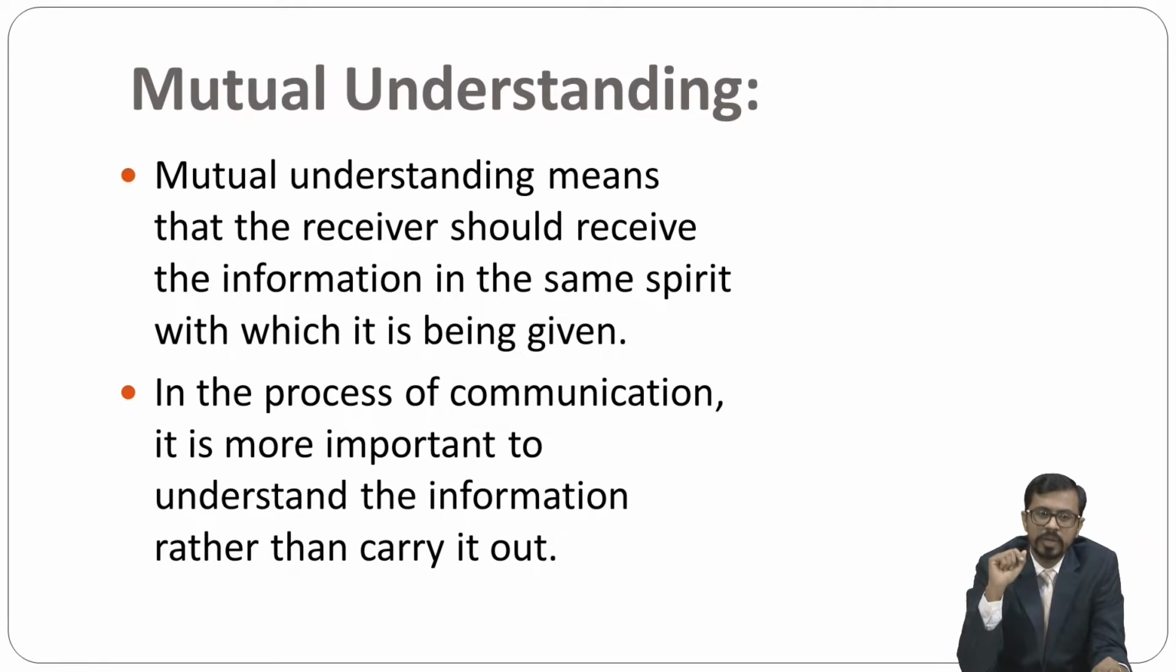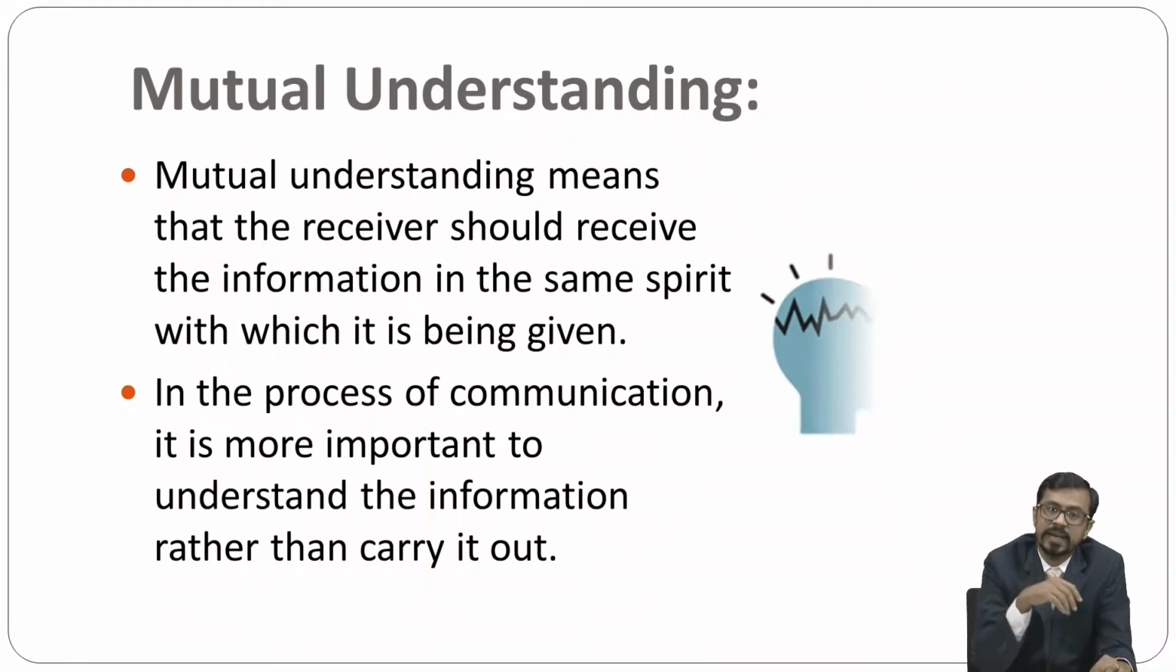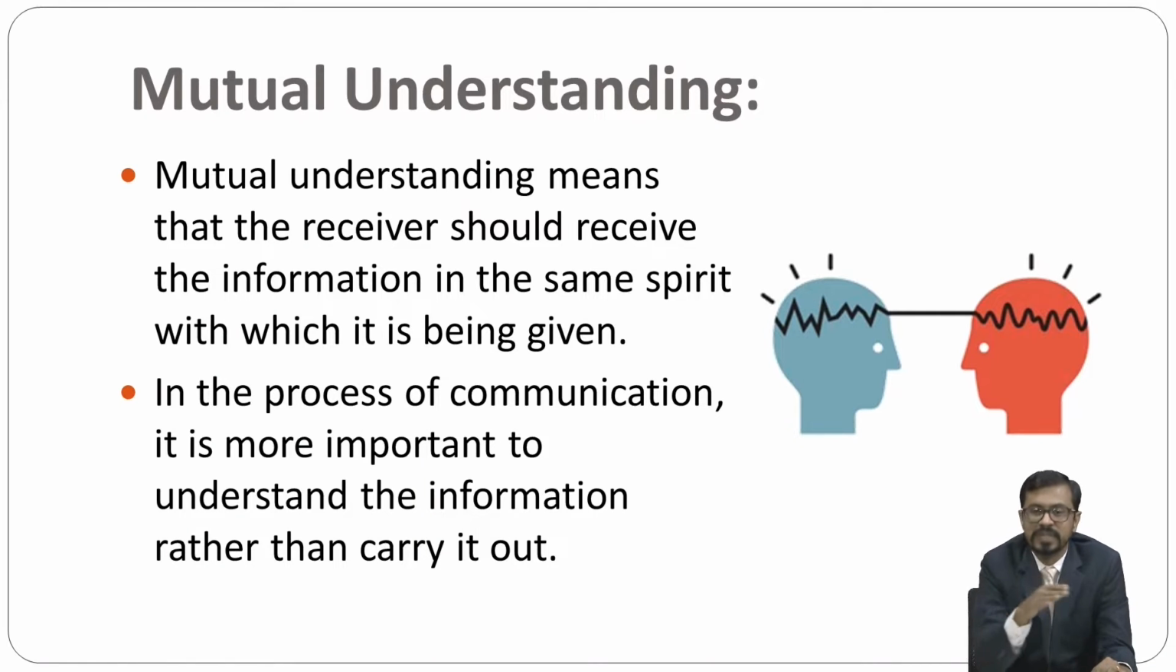In the process of communication, it is more important to understand the information rather than carrying it out. So, you have to understand what is being told to you. It is secondary how you carry it out, but the important part is that you understand it just the way it is meant to be understood by the sender. Right? So the third important characteristic of communication is mutual understanding between the sender and the receiver. As the image says, the connection has to be there between the sender and the receiver.